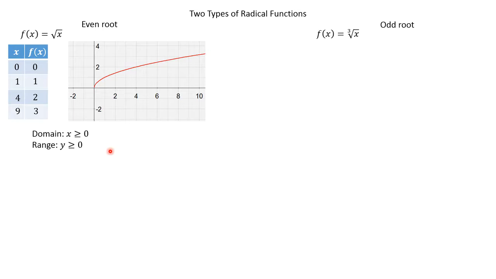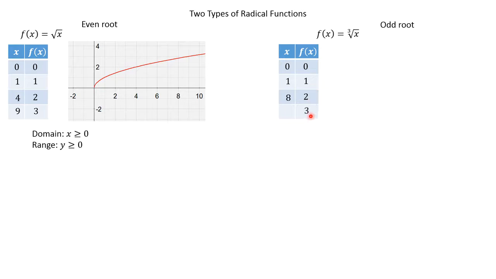With the odd roots, we can do the same thing. Get a table: 0, cube root of 0 is 0. 1, cube root of 1 is 1. Now we don't go up to 4. What's the next number we can take a cube root of? That would be 8. The cube root of 8 is 2.